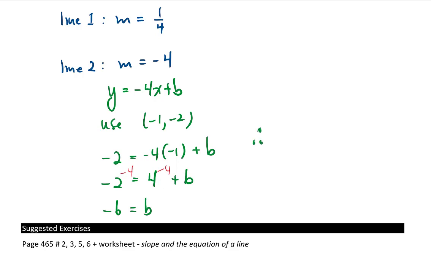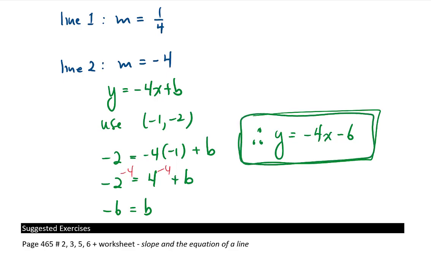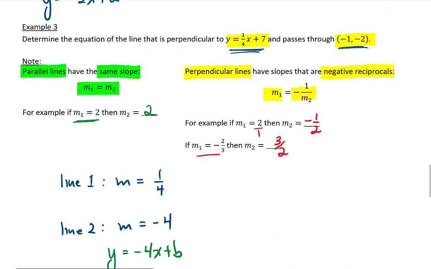So therefore the perpendicular line would be y equals, using the perpendicular slope of -4 and the y-intercept of -6. So there is a line that's perpendicular to the line given here and passes through this point. So we're just using all the information that's given.